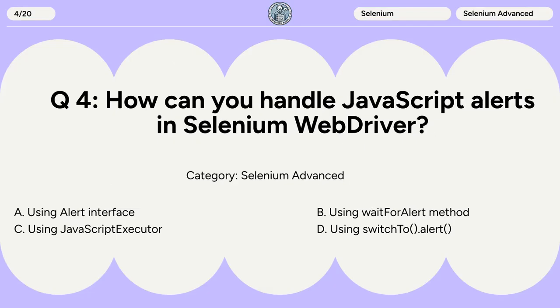Question 4. How can you handle JavaScript alerts in Selenium WebDriver? A. Using alert interface. B. Using wait for alert method. C. Using JavaScript executor. D. Using switch to .alert.